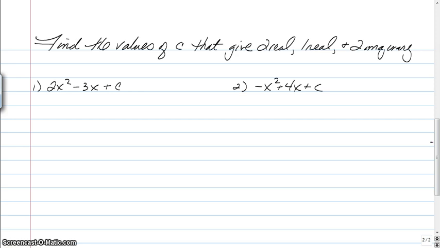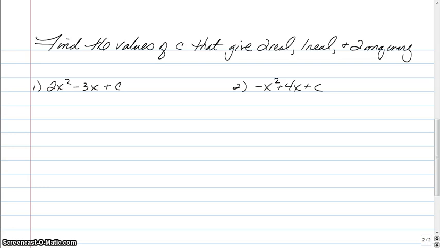It's how to find the values of c that give 2 real, 1 real, and 2 imaginary solutions. Now remember, 2 real could be rational or irrational. 1 real could be, obviously, rational because 1 real is when you get the discriminant of 0, and then obviously 2 imaginary. So I'll step you through one of them.